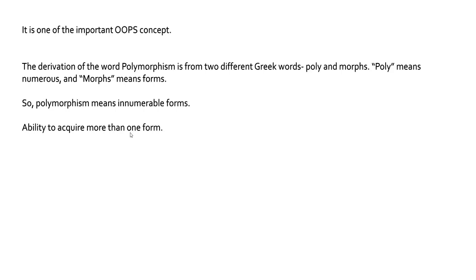I'll take. A woman can be a mother, a daughter, a sister, also a good friend at the same time, right? So that means that she performs different behaviors based on the situation. So it is an ability to acquire more than one form. That is called as polymorphism.